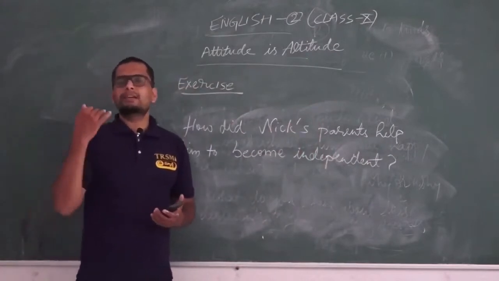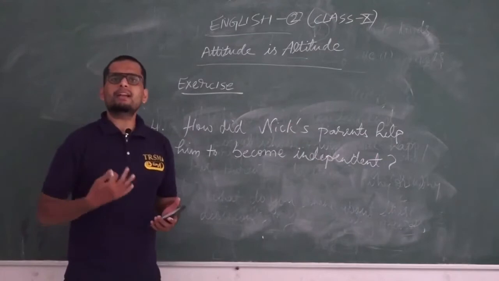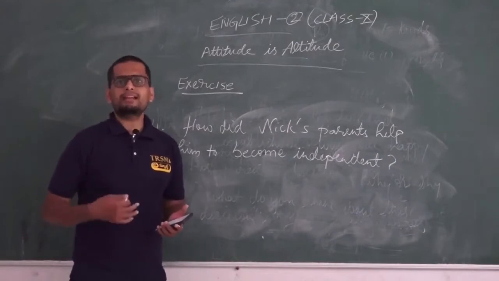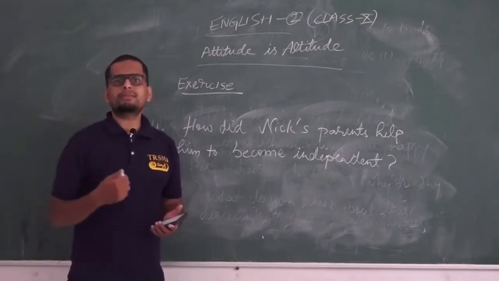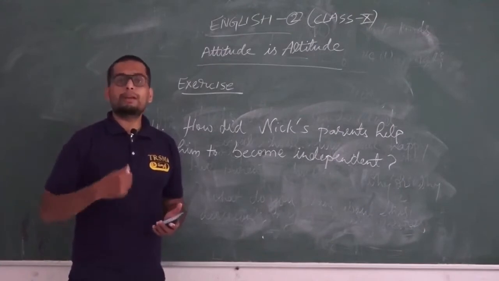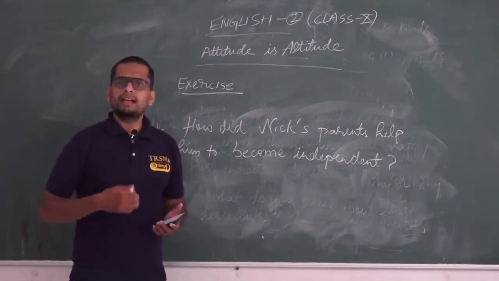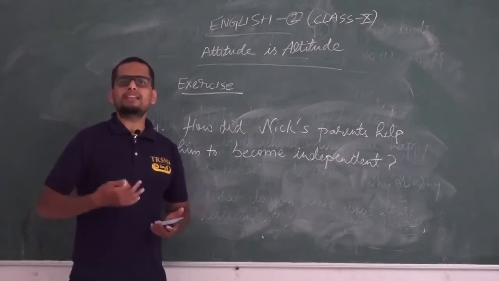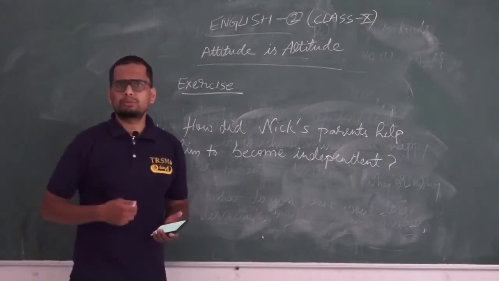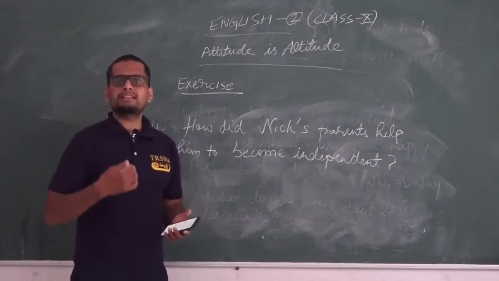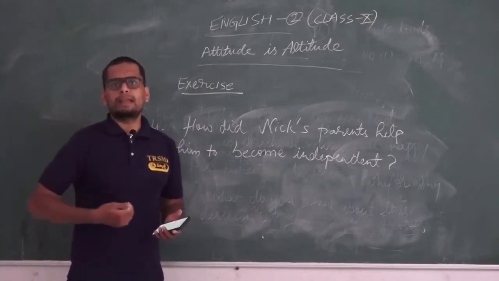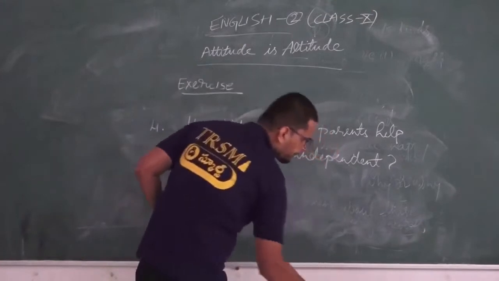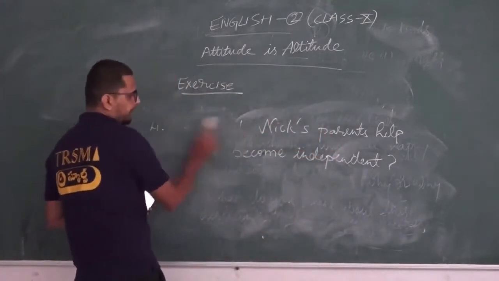As we have already discussed, instead of sending Nick to a special school for the disabled, they decided to send him to a normal mainstream school. So this was a very brave decision made by his parents, so that he learns to live life among normal people and learns how to face the challenges as normal people do. This was the best decision ever taken by the parents to make Nick an independent personality. Moving on to the next question.